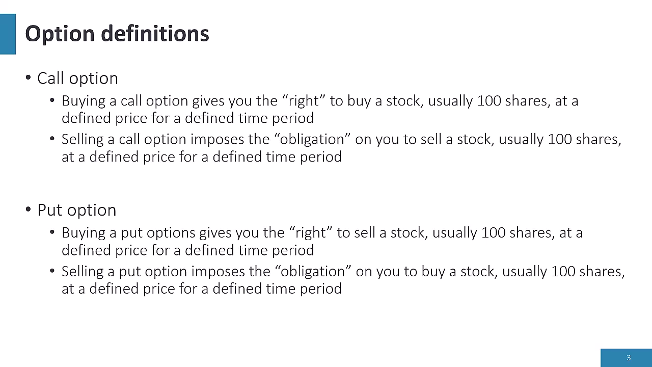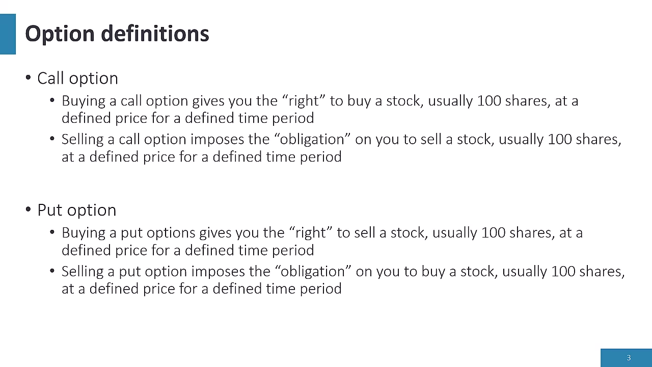Now, this strategy doesn't really involve buying call and put options. There are variations of the strategy that we can talk about and that we will talk about that involve buying puts and calls, but really we're going to be focused on selling puts and calls. So selling a call option imposes an obligation on you to sell the stock. And again, 100 shares, one option, 100 shares at a specific price within a specific time period.